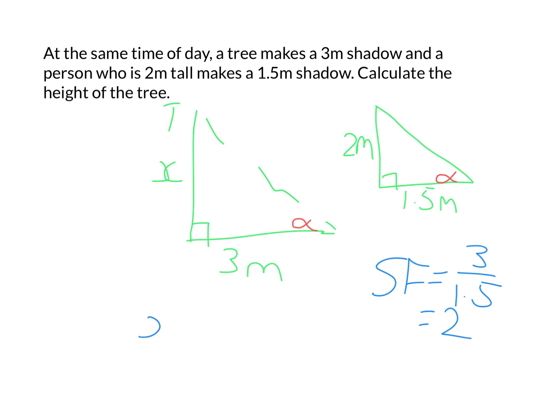So x is in a larger triangle, so we times by the scale factor. It's the height of the person times the scale factor. It would just be 4. The tree is 4 meters tall.